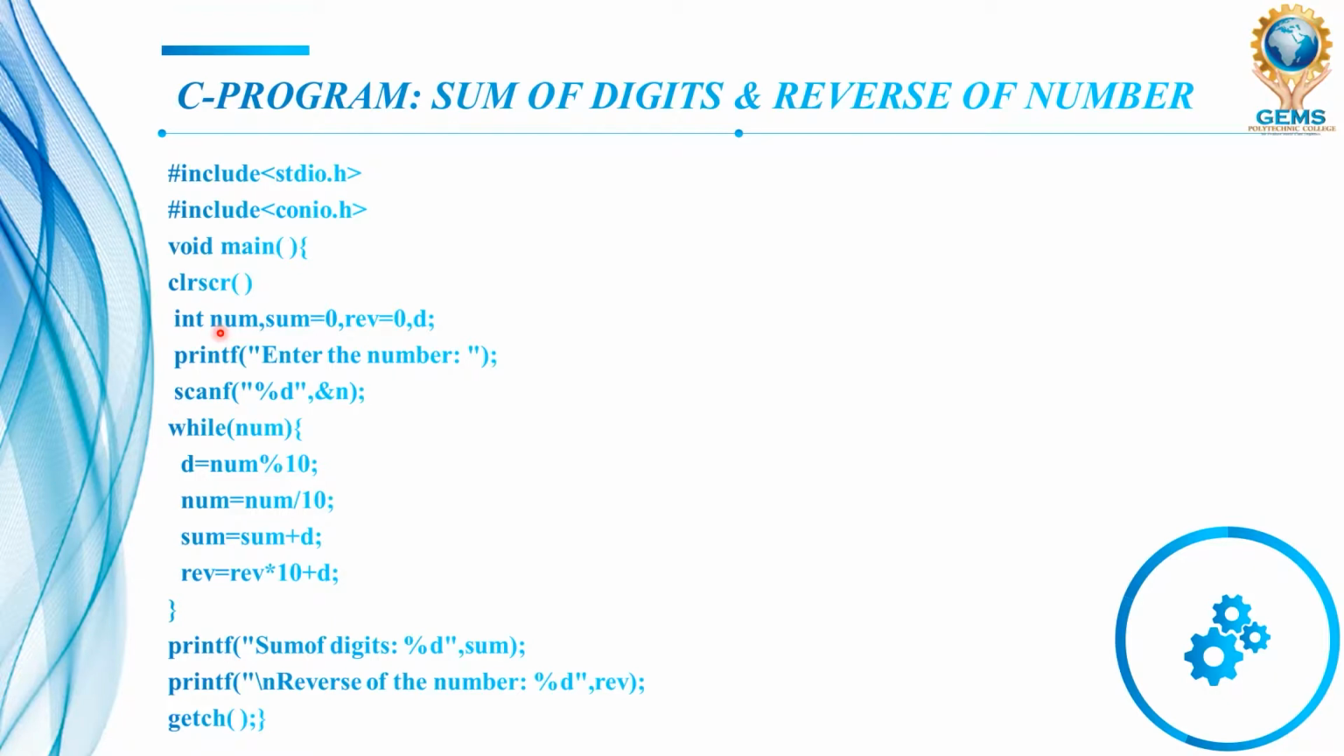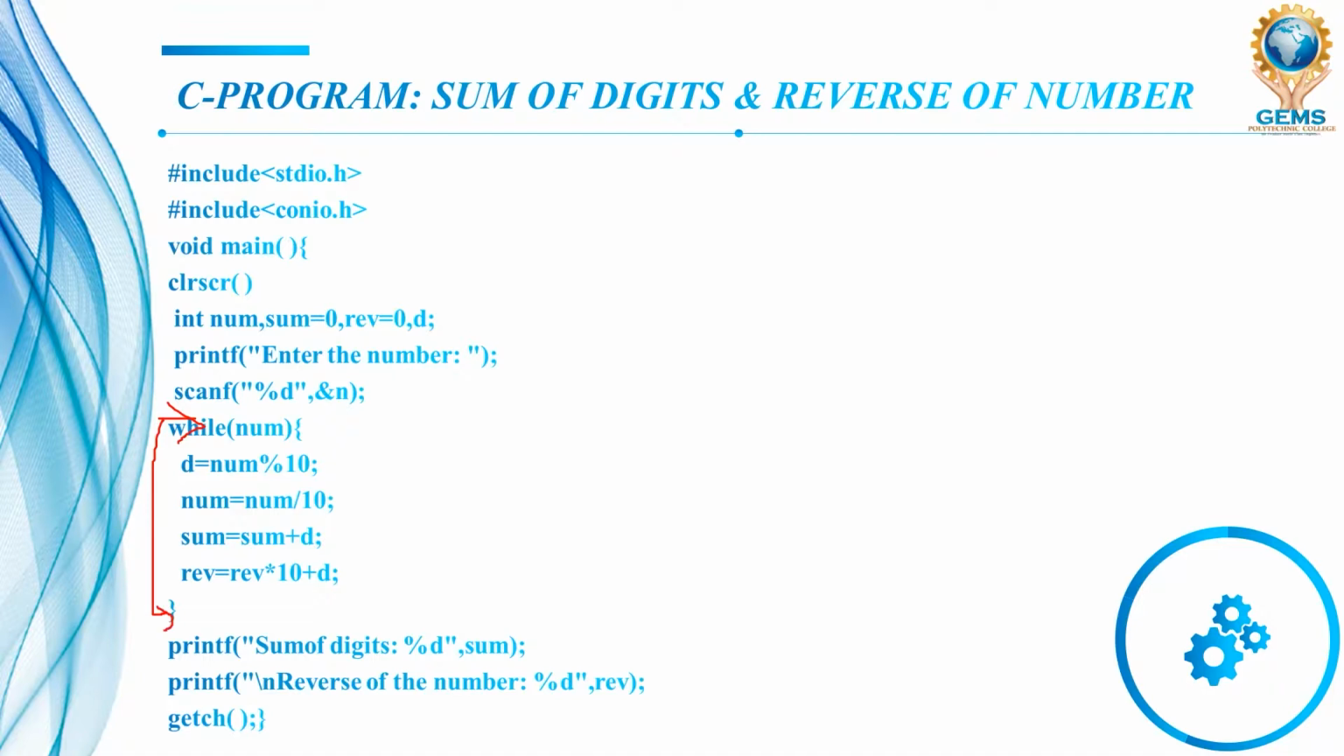So now we are using the integer data type here. We have num equal to 0, sum equal to 0, reverse equal to 0, and d. So we have 4 variables here, and all these are integer data type: num, sum, reverse and d. Now we are going to ask the number from the user, so the prompt to enter the number is given as a printf. Then scanf, and a while loop we are using here for reversing the digits.